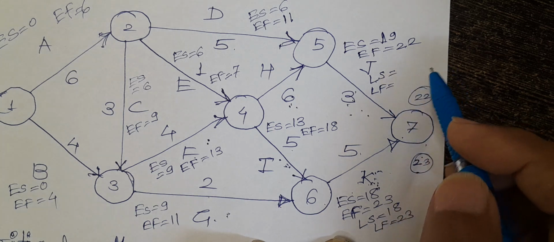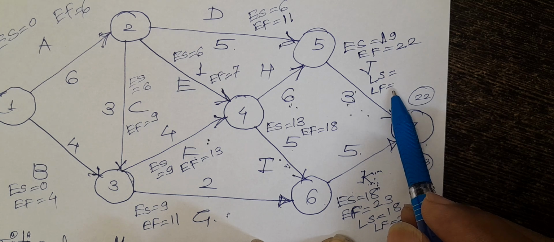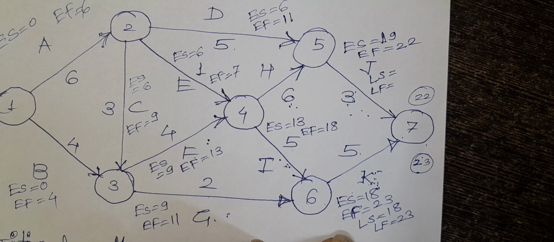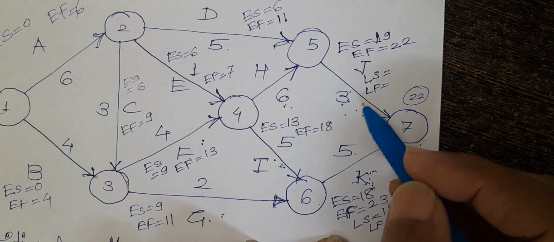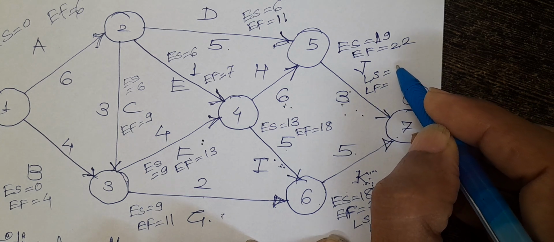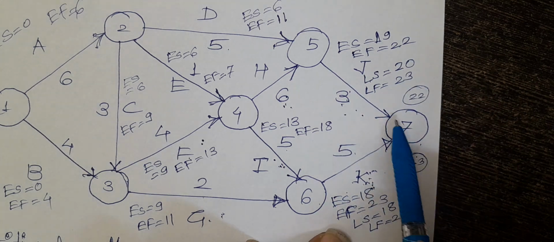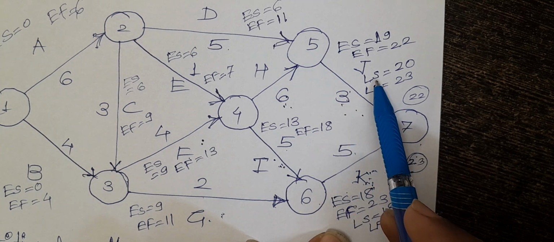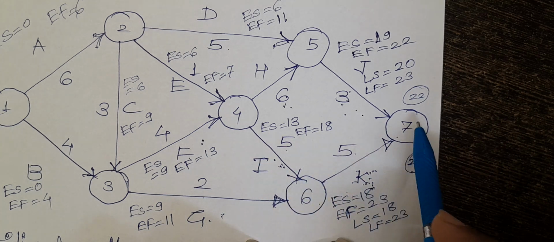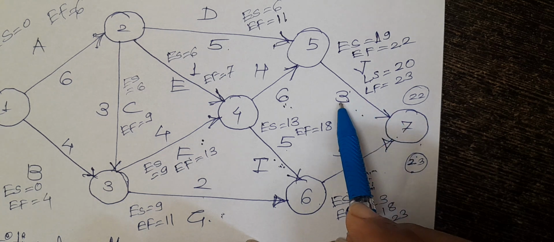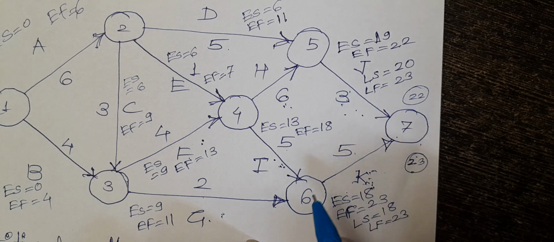So what is the latest start for this activity? This is activity J. Latest start for this activity is 23 minus 3. As this is not lying on the critical path, we take the total, 23, because it is the highest time required. So 23 minus 3, it is 20. So latest start for this activity is 20 and latest finish is 23.